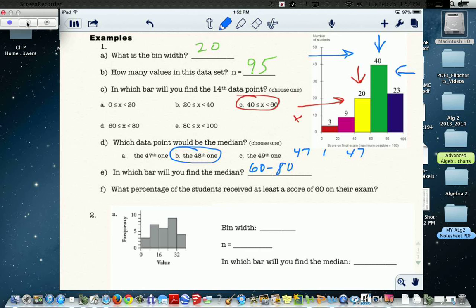What percentage of the students received at least a score of 60? So at least a score of 60, we're going to take anybody that's at a 60 and to the right, larger. So that's 40 plus 23 is 63 divided by the 95 numbers we have. So after some quick math on a calculator, you're going to be able to find that it's about 0.663, which is 66%.